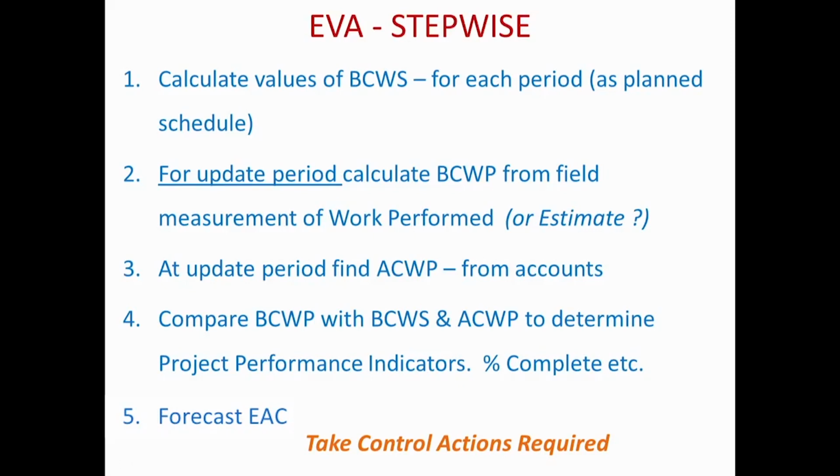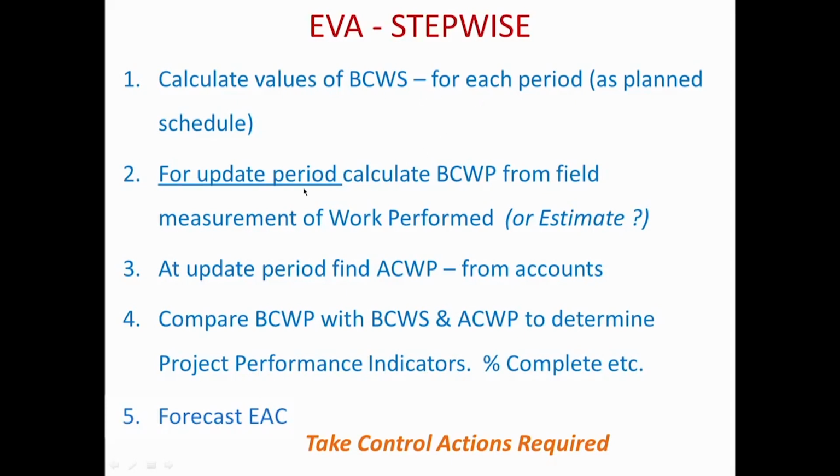Now we would always like to make it a kind of procedure. If we are going to look at it in a stepwise fashion, the first thing to do is to calculate the budgeted cost of work scheduled for each period. You remember from our bar chart we were able to find the planned cost at each month, and plot the S curve as well as the monthly expenditure, which is the budgeted cost of work scheduled.